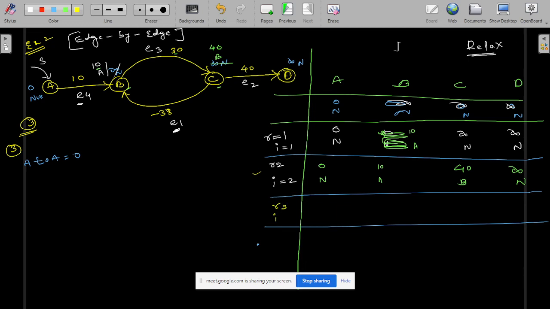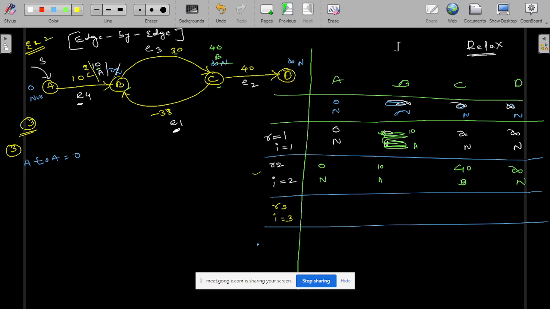Round 3, I is equal to 3. Let's start this one. See, what is the value of C? 40B is there. 40 minus 38, what is the value you will get here? 2. Now that is the reason why you are still able to reduce. Okay, who is giving this one? That is C. Yes or not?